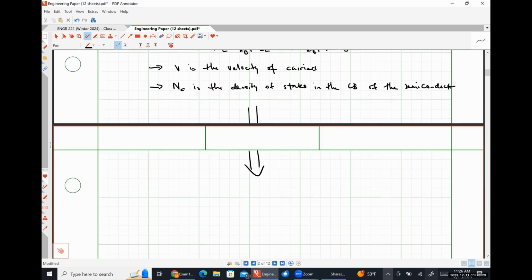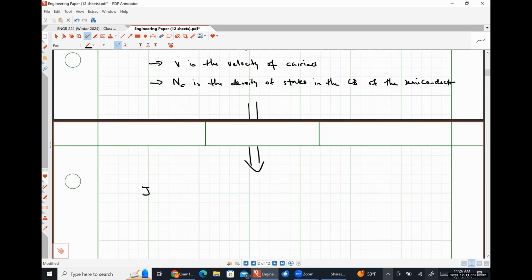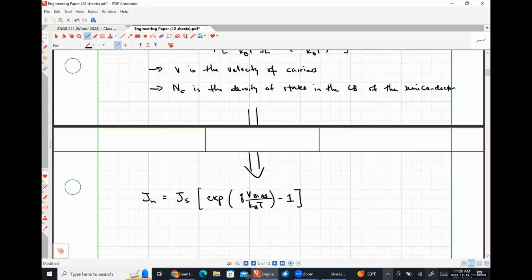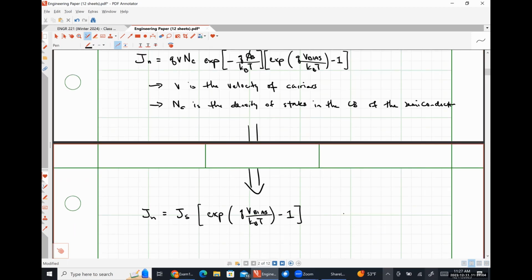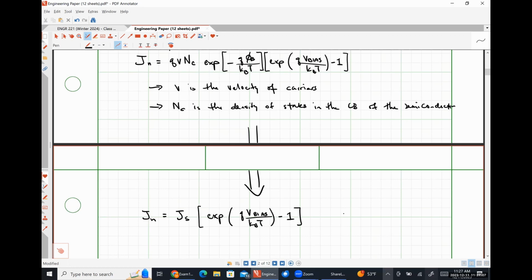as Jn is equal to JS times the exponential of Q V bias divided by kBT, minus 1. Where this whole thing right here is just JS. So what does this equation look like?